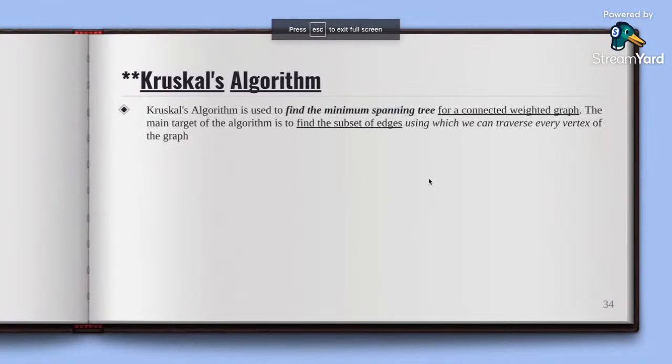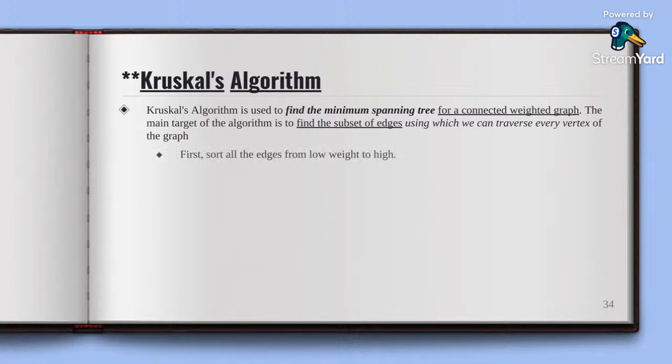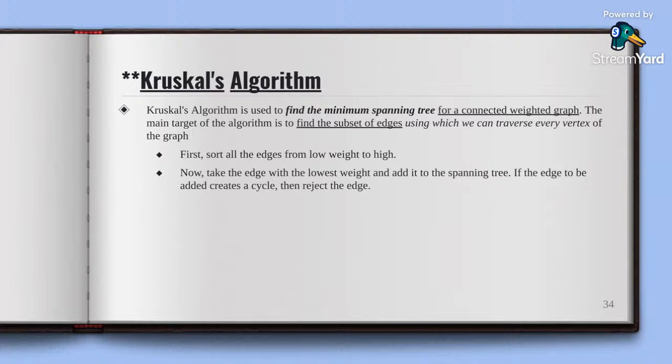Kruskal's algorithm is used to find the minimum spanning tree for a connected weighted graph. The main target of the algorithm is to find the subset of edges using which we can traverse every vertex of the graph. First, sort all the edges from low weight to high. Now, take the edge with the lowest weight and add it to the spanning tree. If the edge to be added creates a cycle, then reject it.